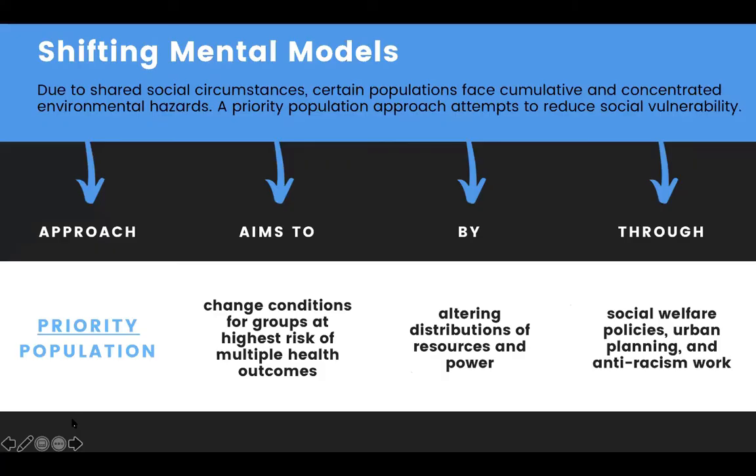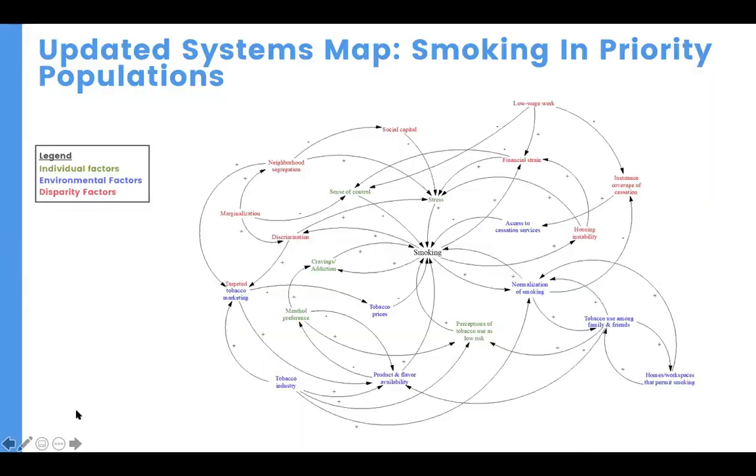However, conventional interventions may unintentionally amplify benefits for certain groups while minimizing them for others, which can sustain or widen disparities. In order to eliminate them, a priority population approach that centers on equity and addresses underlying structures from our iceberg model is necessary. We created an updated systems map that incorporates root causes of smoking or disparity factors in red.